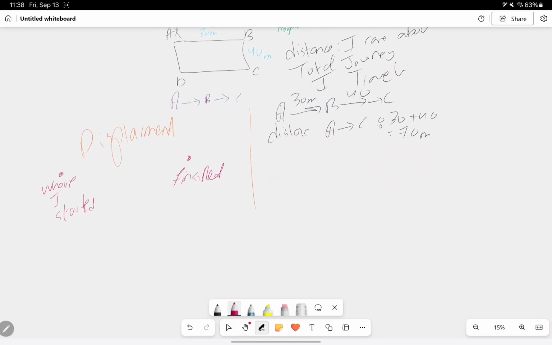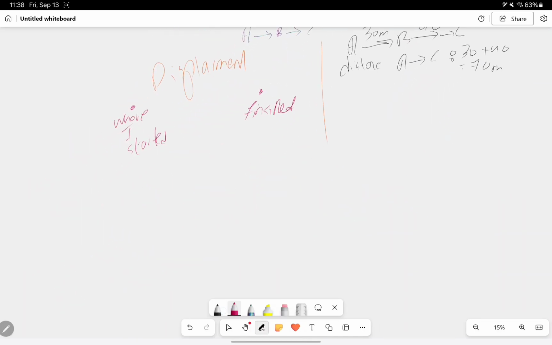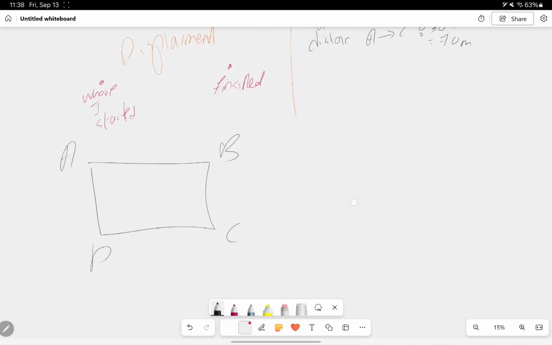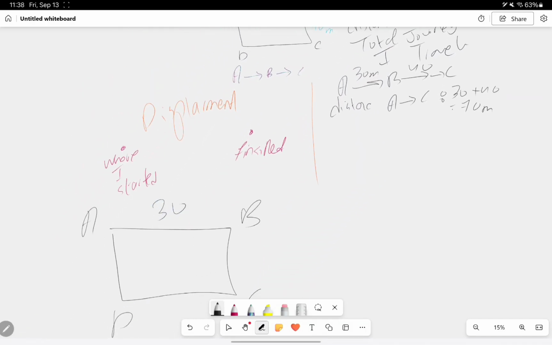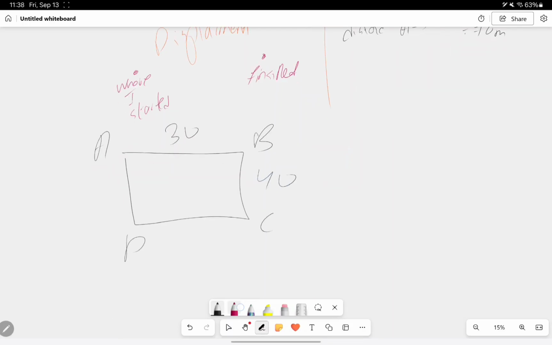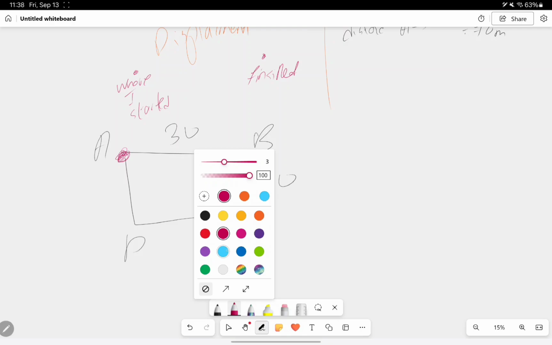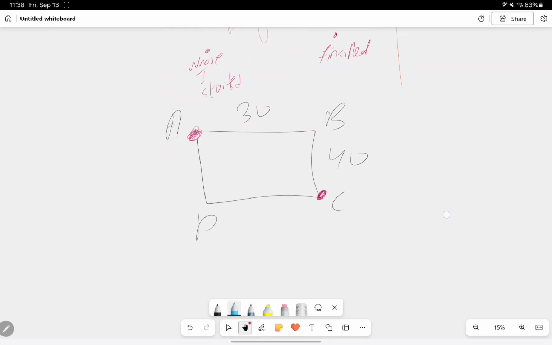Okay, let's say same example. This guy, let me just redraw the rectangle over here. It's gonna be more clear. A, B, C, D. Here is gonna be 30, here is gonna be 40. Same question. The guy moved from point A, then he moved to B, then he moved to C. So he stopped at C. Since he stopped at C, I'm gonna create something called a vector.